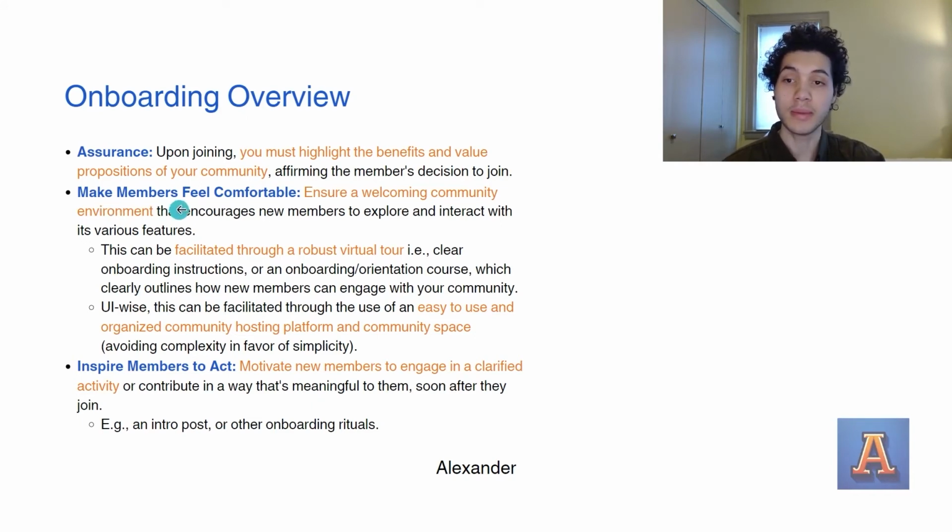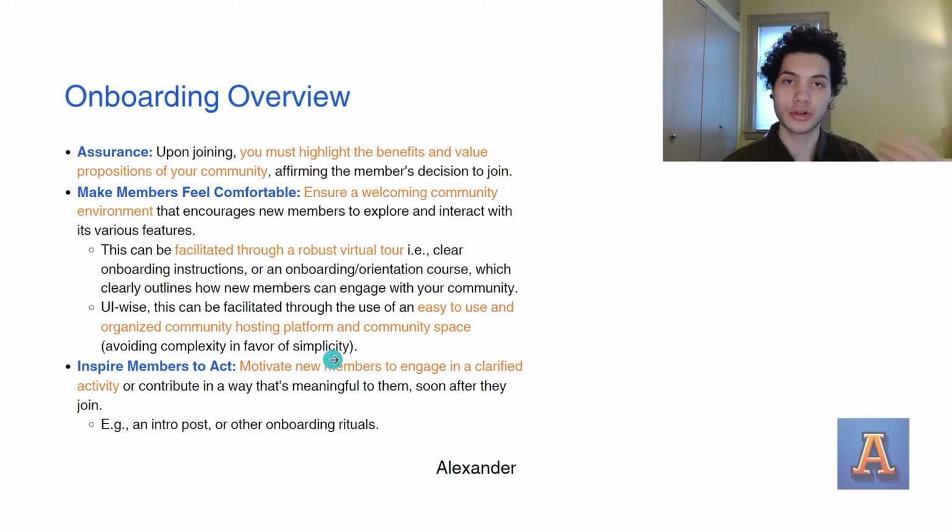Number two, make members feel comfortable. Ensure a welcoming community environment that encourages new members to explore and interact with its various features. This can be facilitated through a robust virtual tour, which we'll be covering in more detail later, which consists basically of clear onboarding instructions or an onboarding/orientation course, which clearly outlines how new members can engage with your community. User interface-wise, this can be facilitated through the use of an easy-to-use and organized community hosting platform. I recommend Skool.com and Community Space, which basically entails avoiding complexity in favor of simplicity.